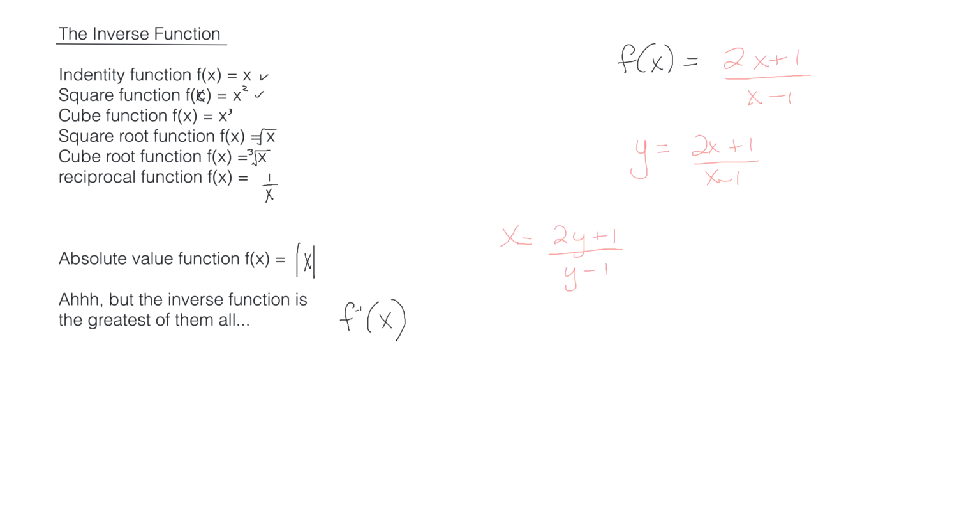And then to solve that, I'm going to cross multiply. This times this, and this times this. So I don't want to deal with those fractions. So x times y minus 1 equals 2y plus 1. Multiply this out. Distribute this x through here.